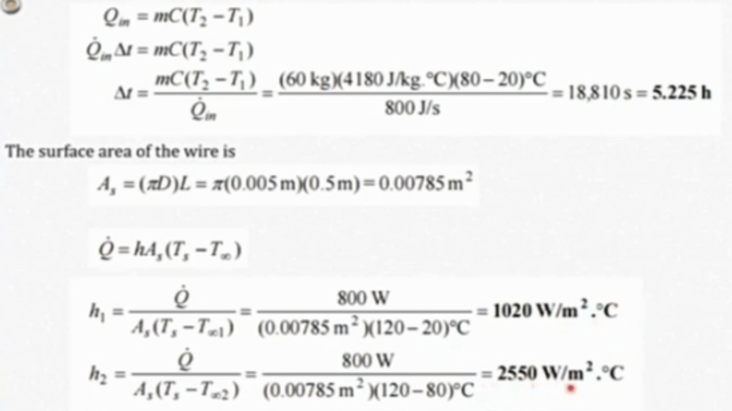So now we plug all the given values into our calculator, and we get that H sub 1 is equal to 1020 watts per square meter degree Celsius, and also H sub 2 we get 2550 watts per square meter degree Celsius, and that is our final answer.